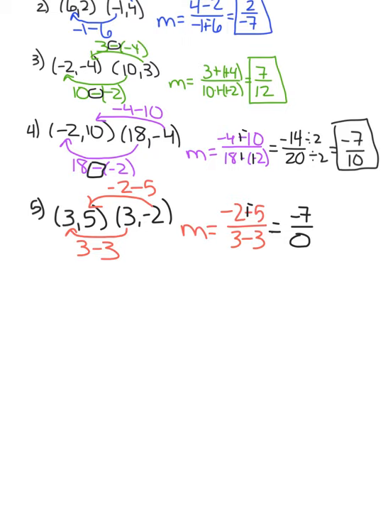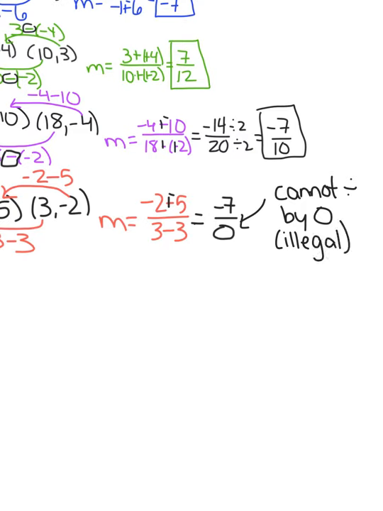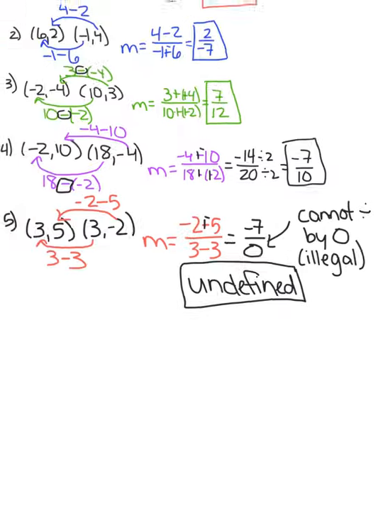So if you remember your math rules, I don't know if you remember or not, right? Our math rules say that we cannot divide by 0. This is an illegal math rule, right? It's illegal. We can't divide by 0. We're not allowed. It's not true. So if 0 is on the bottom, we call this slope undefined. Undefined is what this slope is.